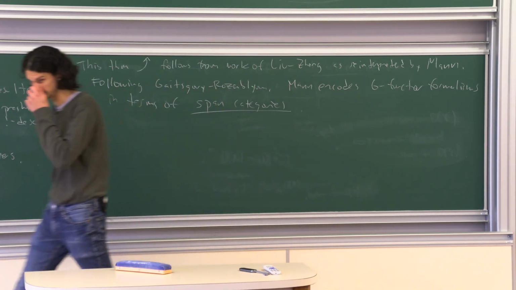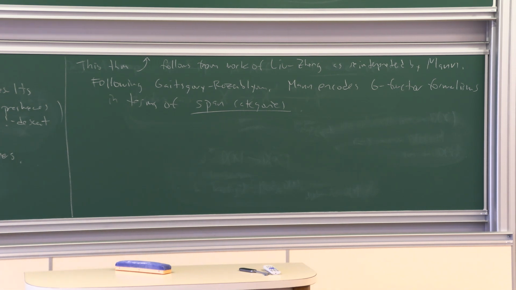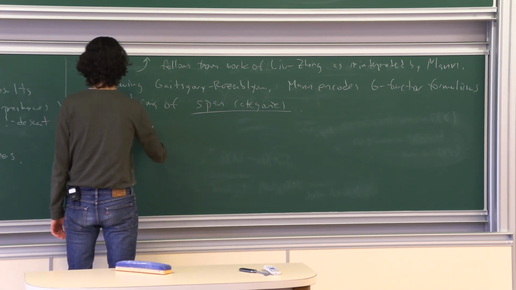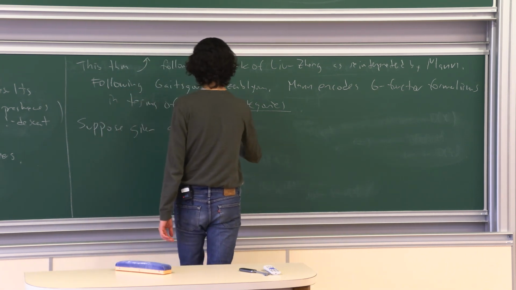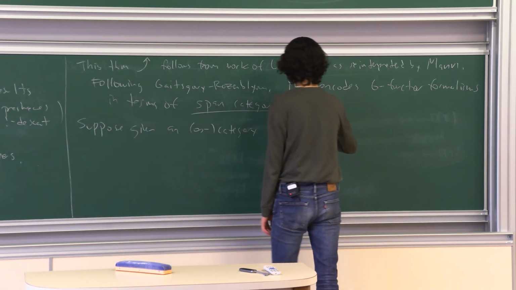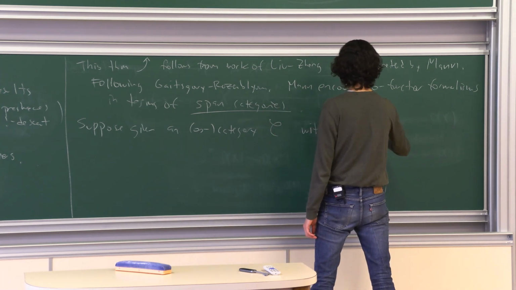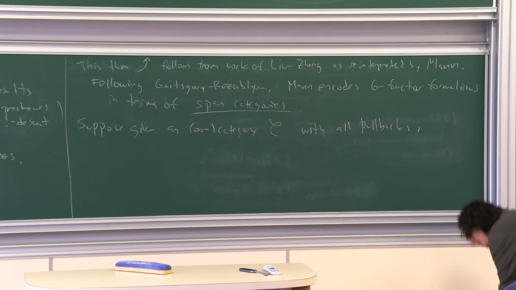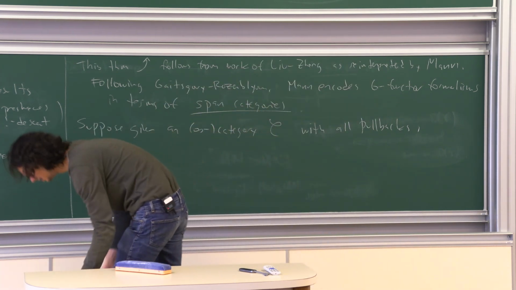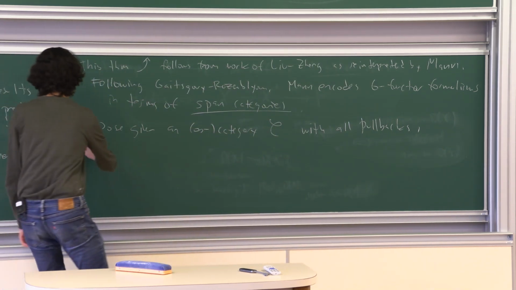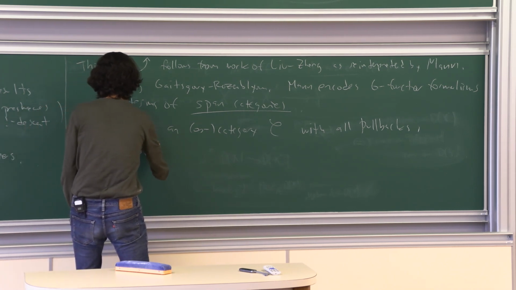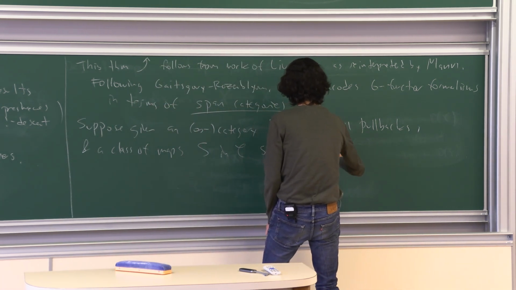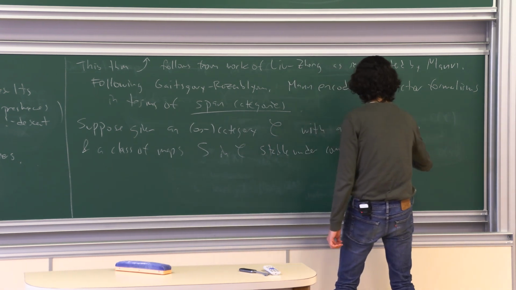So let me now set this up. Suppose given, well, let's say it could be an infinity category, C with all pullbacks, and a class of maps S in C stable under composition and pullback.